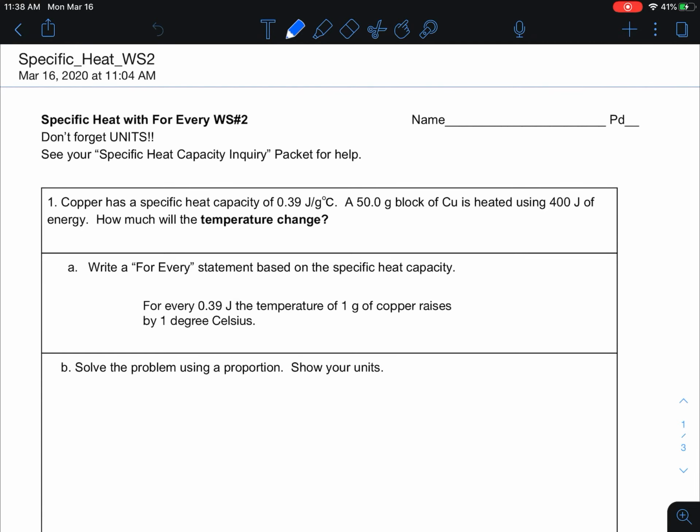All right, eighth period. Okay, so this is worksheet number 2. We're going to practice some specific heat problems. I hope all of you are having a great day over there in your houses. Hope you guys are being safe.